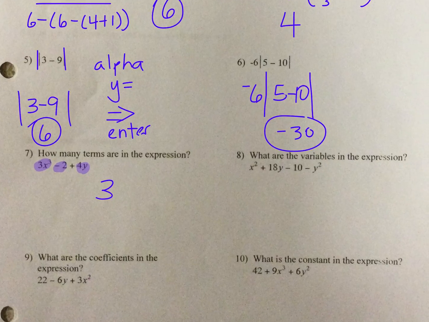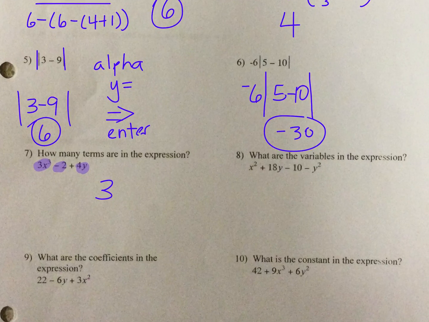Number 8 asks, what are the variables in the expression? Well, another word for variable is letters. So I've got an x squared, a y, and a y squared. X squared, y, y squared. I have to list them all.